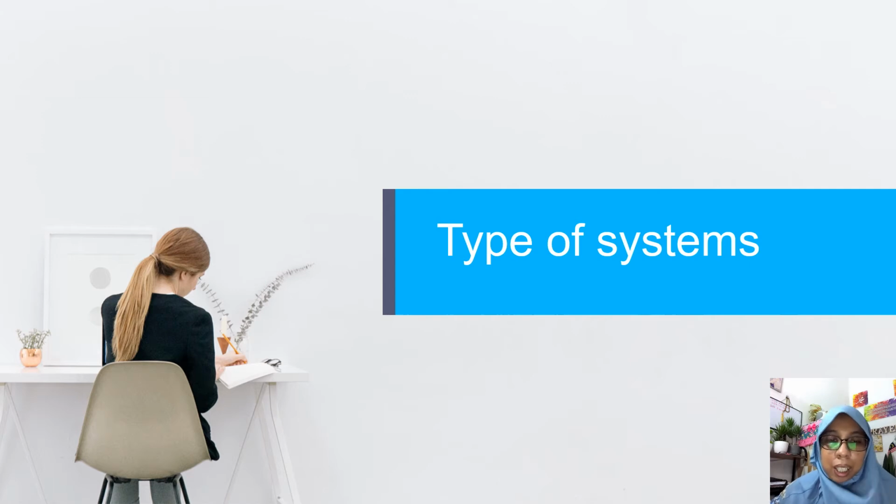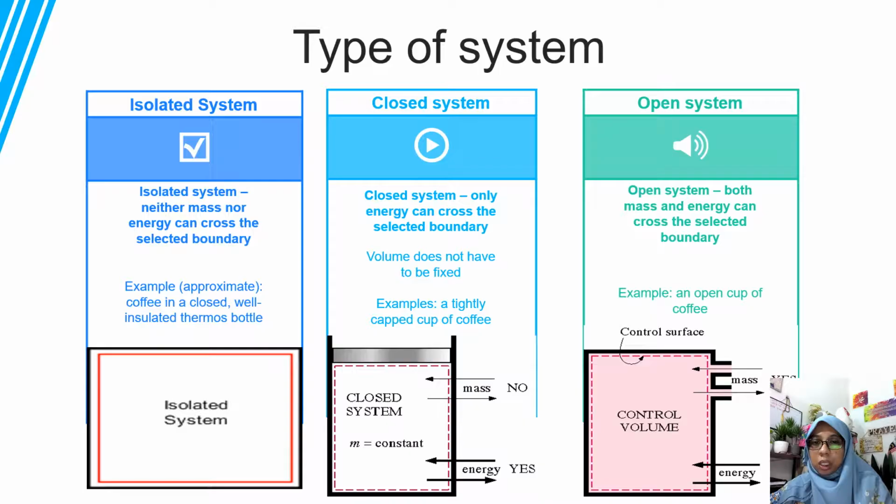Okay, next is types of system. There are three types of system: isolated system, closed system, and open system. An isolated system is one where neither mass nor energy can cross the selected boundary. So no mass and no energy can cross the boundary in an isolated system. Mass and energy cannot go in or out. For example, coffee in a closed well-insulated thermos bottle. So the thermos bottle is conceptually an isolated system. That is why the water can stay hot for a certain period of time.